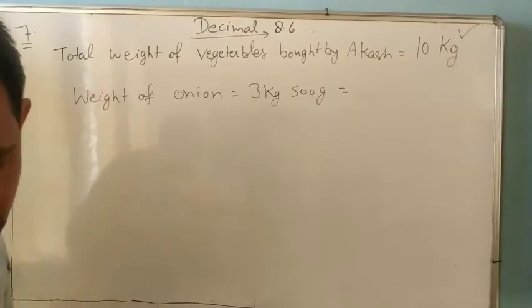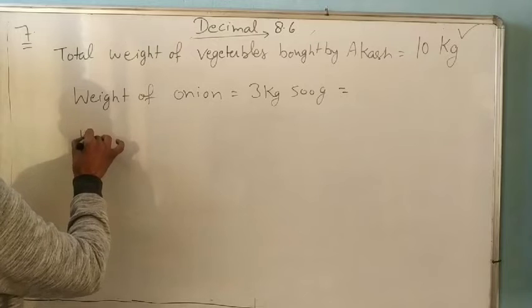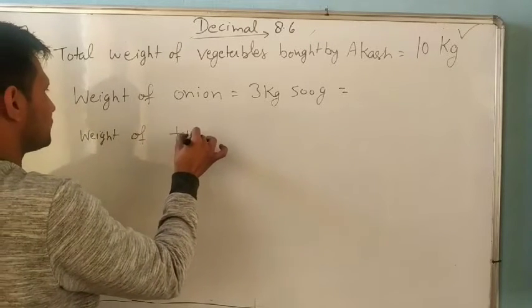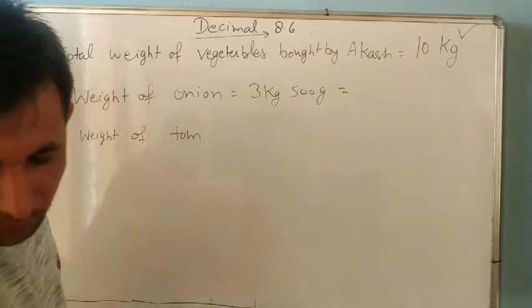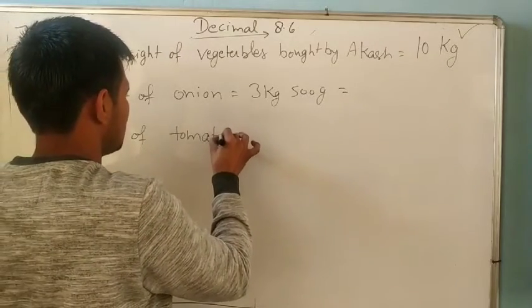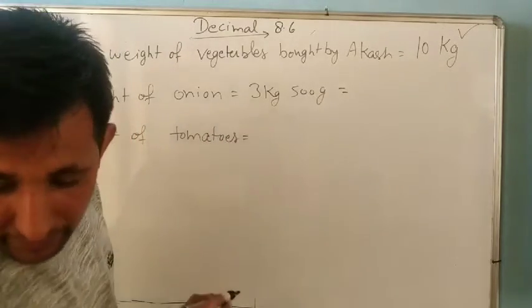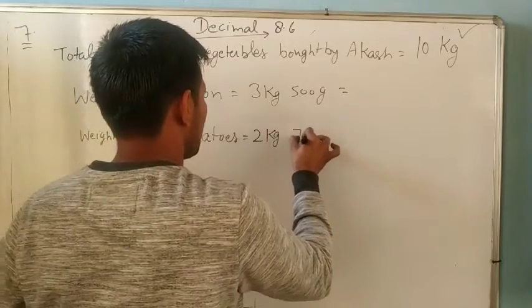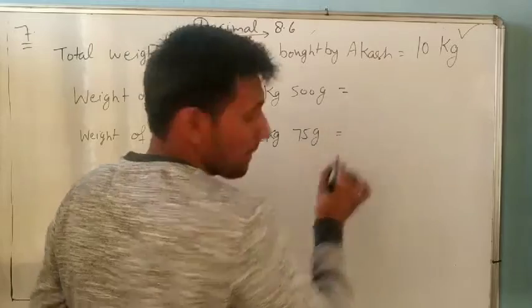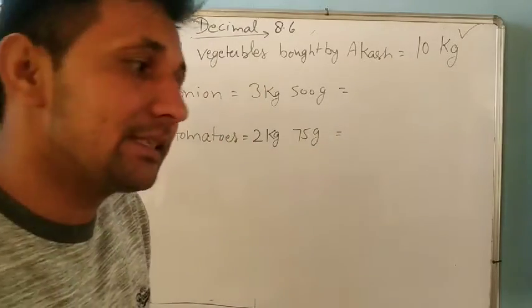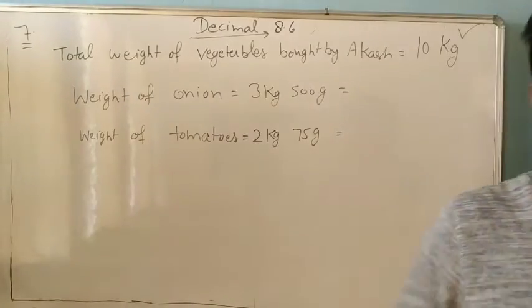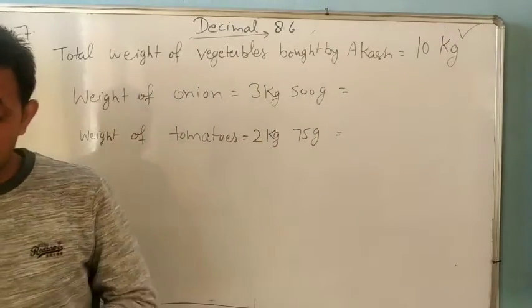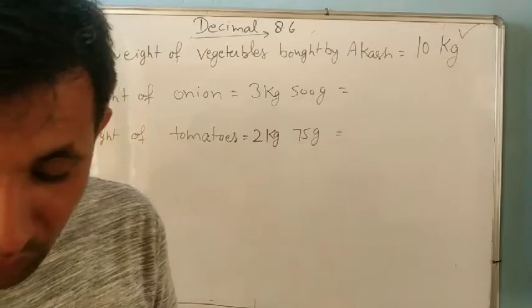Same as it is, weight of tomato. Weight of tomatoes is 2 kg 75 gram. And the rest is potatoes. He bought 3 vegetables: onion, tomato and potatoes. But the rest is potato. What is the weight of potatoes?